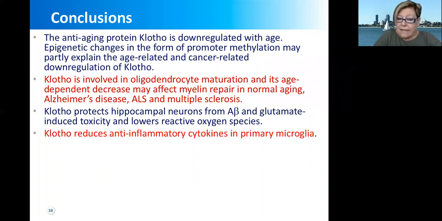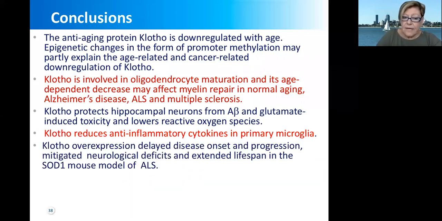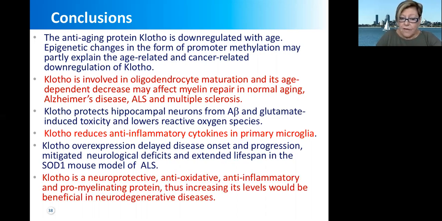Klotho reduces pro-inflammatory cytokines in primary microglia. Klotho overexpression delayed disease onset and progression, mitigated neurological deficits, and extended lifespan in the SOD1 mouse model of ALS. So Klotho is a neuroprotective, antioxidative, anti-inflammatory, and pro-myelinating protein. Thus, increasing its levels would be beneficial in neurodegenerative diseases.